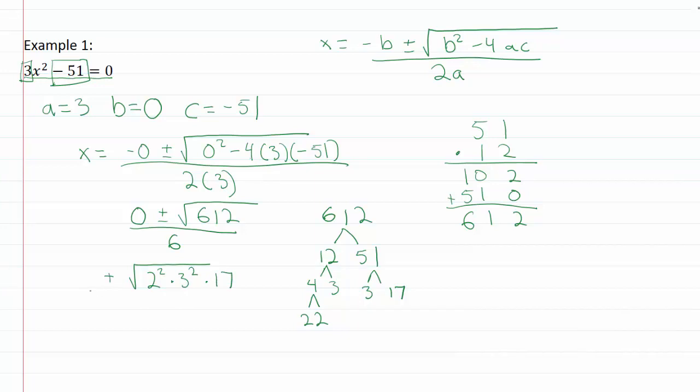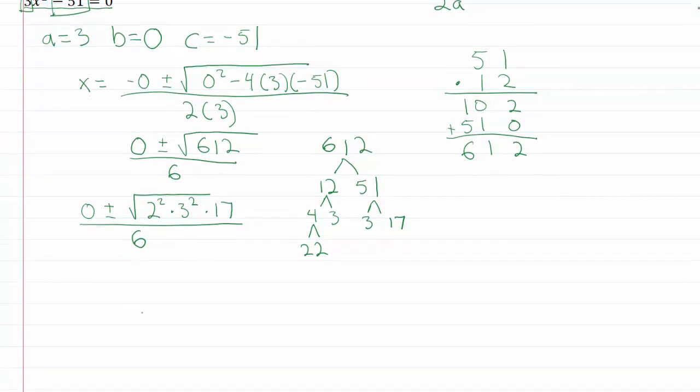So now I've got the 0 plus or minus that over 6. So in this case, I know that I've got a square root which just has an implied index of 2 right here. So then I could write this as the square root of 2 squared, times the square root of 3 squared times the square root of 17. And here my radical is going to cancel out my exponent, and so I'll just be left with 2 times 3 out in front, and then the square root of 17. This is all over 6.